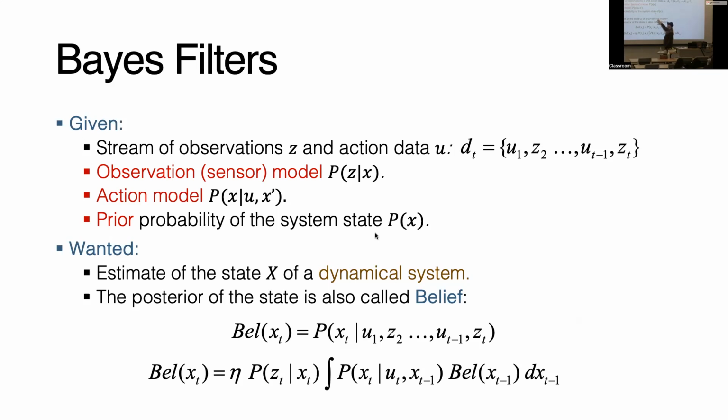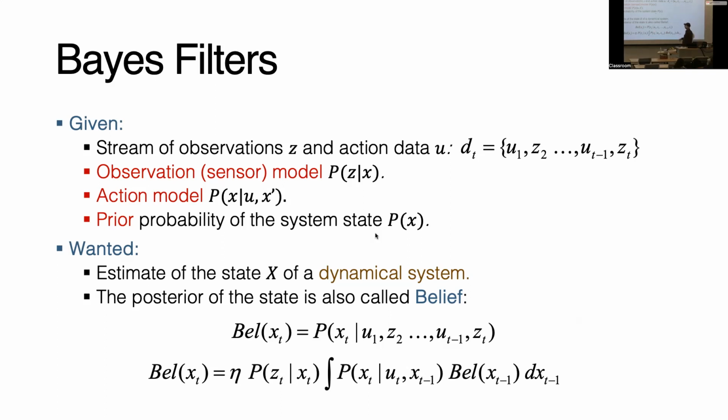And then we'll have some action model, in this case, the probability of being at some position given some past actions that we took. And then we'll have a prior probability of the system state that we're trying to update. So what we're going to try to do is estimate the new state of this system. And the posterior, we're going to call the belief. So our belief in our pose in this case is going to be the probability of this pose given all of the actions we took, U1 through UT-1, and all of the sensor measurements we took, Z1 through Z at time T.